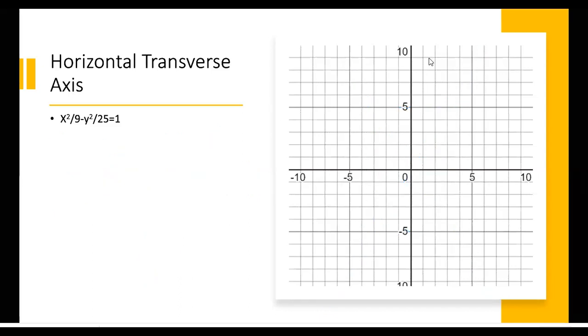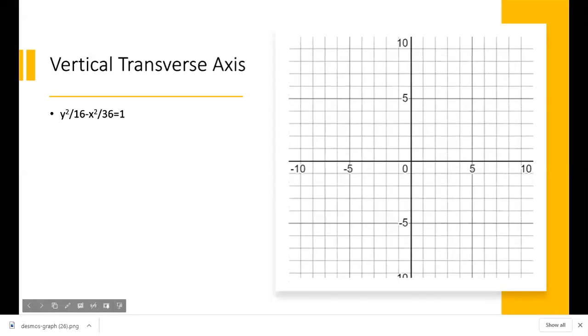Okay, let's go ahead and do one that's in the y direction. So this has a vertical transverse axis. So the transverse axis, I didn't mention that. That's a line that goes through our 2 vertices and the center.